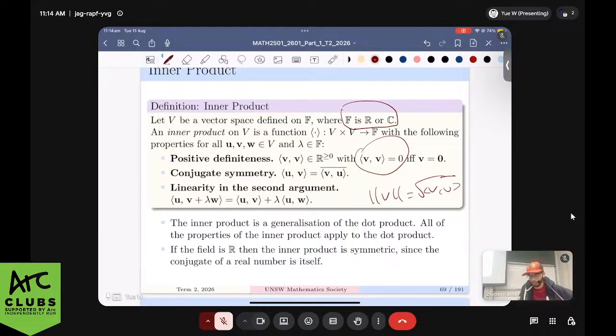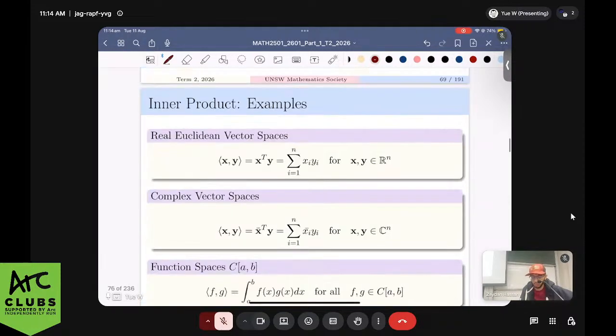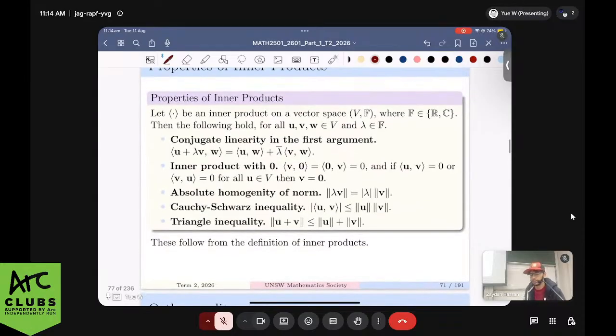Linearity in the second argument. This is the sort of thing you have to be careful about. It's not actually linear in both arguments, only linear in the second argument by our convention. Technically, it is conjugate linear in the first argument, which is kind of a property of this. It's not a definition, it follows from the definitions. Conjugate linearity in the first argument, what does that even mean? It's just normal linearity, but the scalars become conjugated.